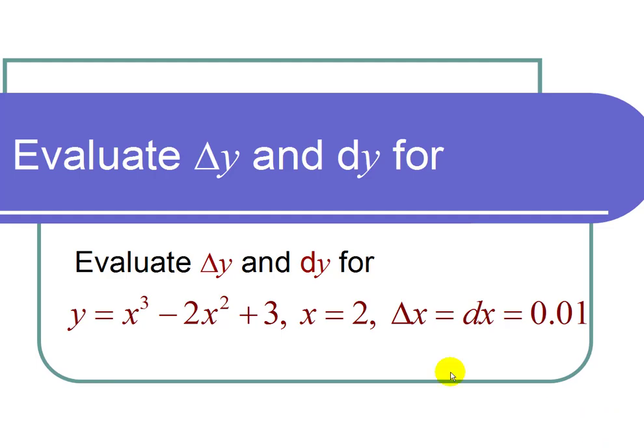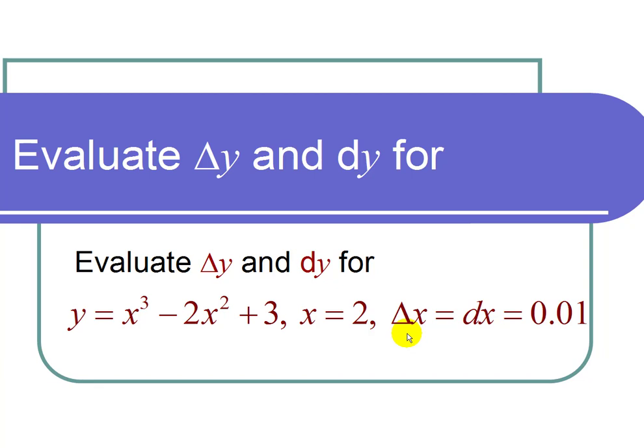This is a video on comparing the actual change in y, delta y, and the differential dy. The question states, evaluate delta y and dy for y equals x cubed minus 2x squared plus 3, with x equals 2 and delta x equals dx equals 0.01.